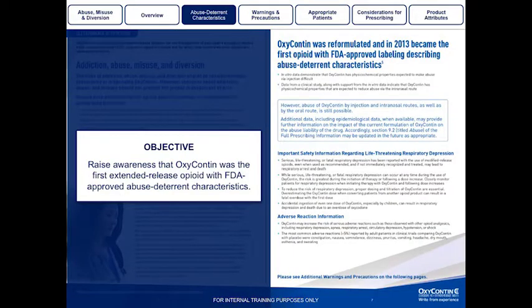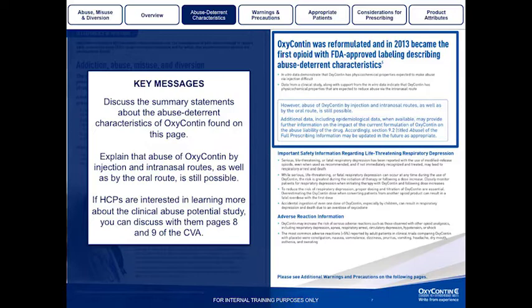Using the right side of the spread, you should inform HCPs that OxyContin was reformulated and in 2013 became the first extended-release opioid with FDA-approved labeling describing abuse-deterrent characteristics. Discuss the summary statements about the abuse-deterrent characteristics of OxyContin found on this page. You must also communicate the information in the blue box that abuse by injection and intranasal routes as well as by the oral route is still possible. If HCPs are interested in learning more about the clinical abuse potential study, you can discuss with them pages 8 and 9 of the CVA, discussed on slides 24 and 25 of this module.